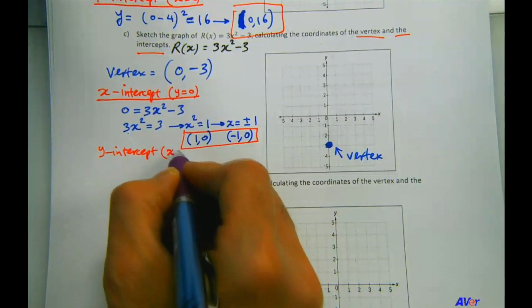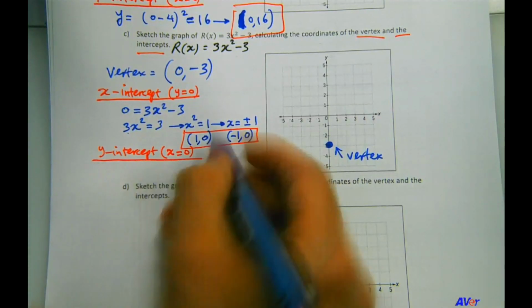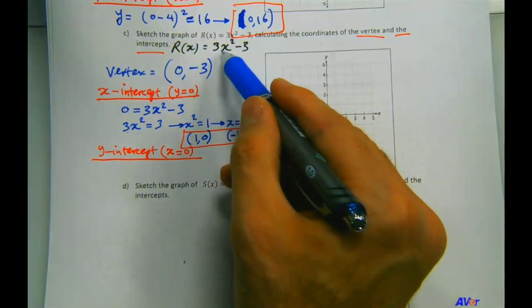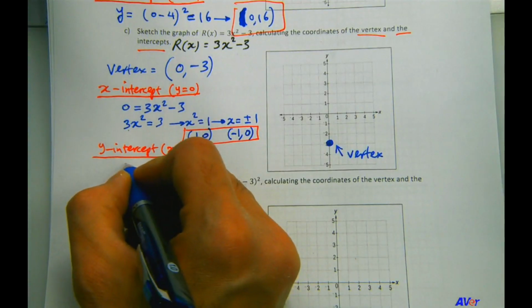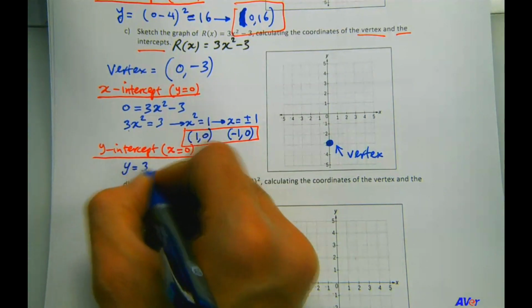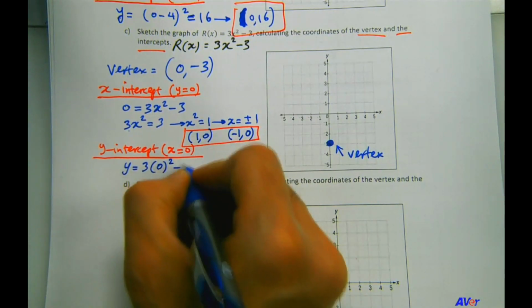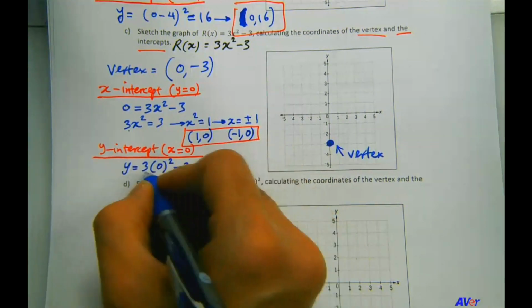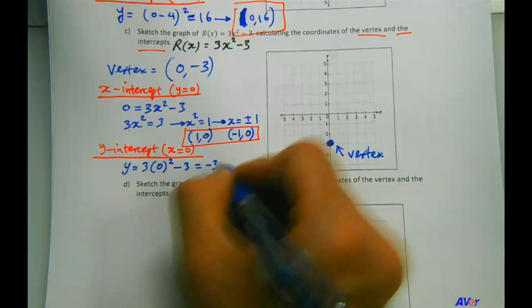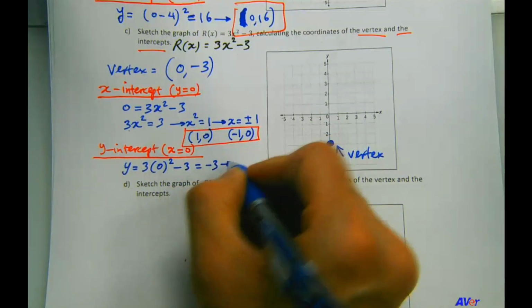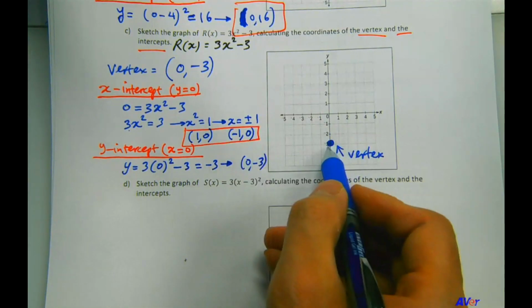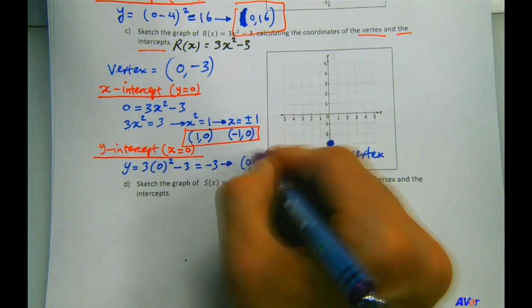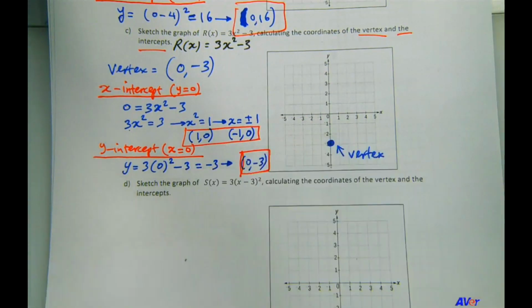So that happens when x equals 0. So in that equation, let's replace x with 0. So we have y equals 3 times 0 squared minus 3. So in that case, y equals minus 3. And so the y-intercept is (0, -3), which we already have, right? We already knew that's the vertex for us.